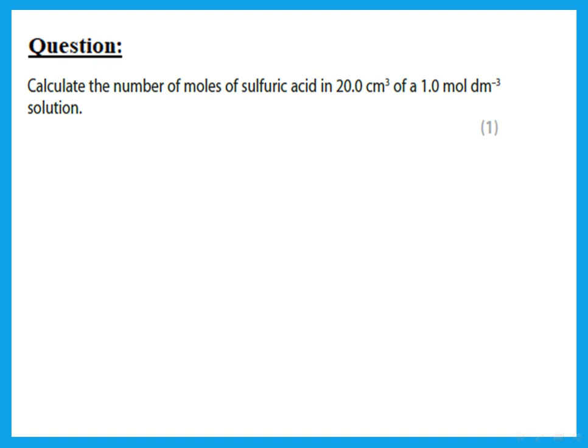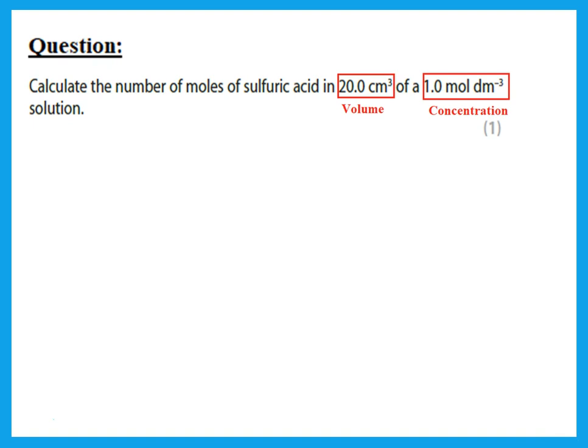So for example, a simple question would be: calculate the number of moles of sulfuric acid in 20.0 centimeter cubed of a 1 mole per decimeter cubed solution. The first question you're going to ask yourself is, what does he give me? He gives me 20 centimeter cubed. Remember that anything in centimeter cubed is the volume. 1 mole per decimeter cubed, anything in mole per decimeter cubed, that is concentration. So he's giving me volume and concentration, and he's asking me to get number of moles.